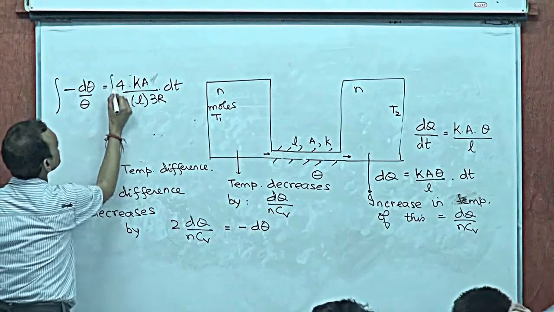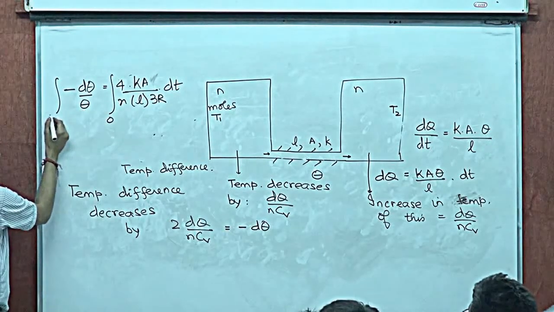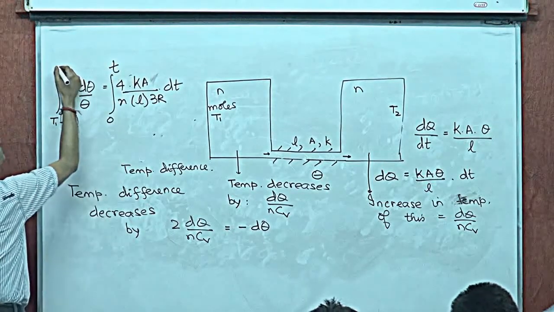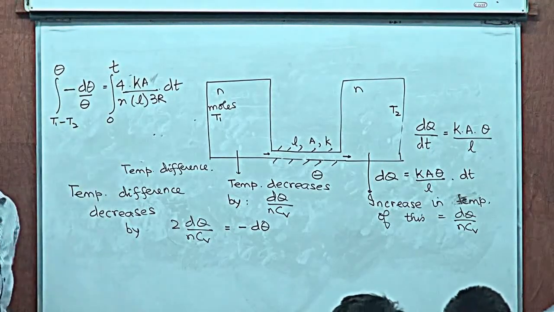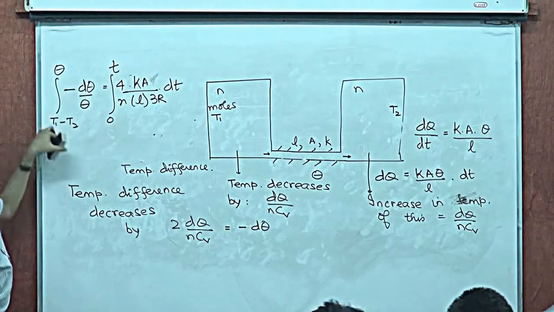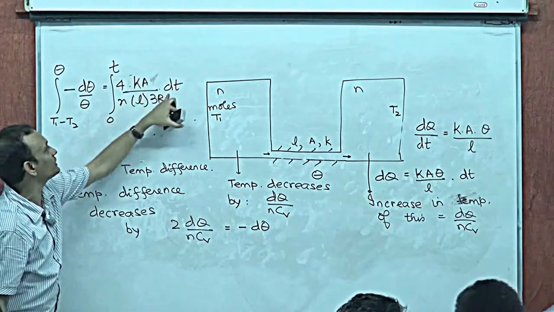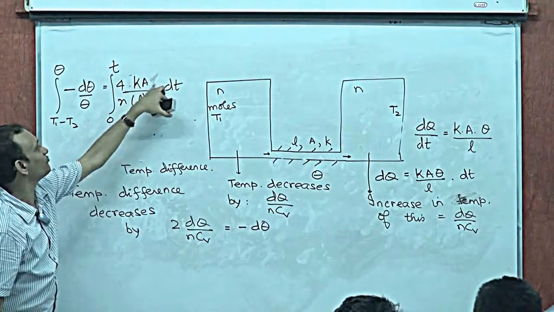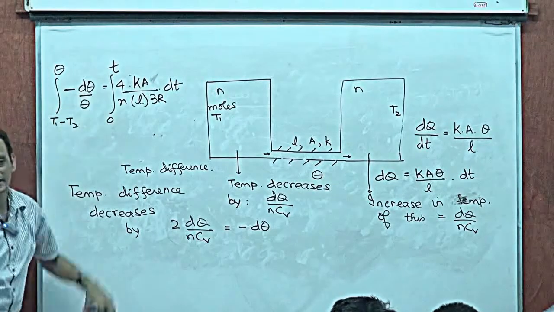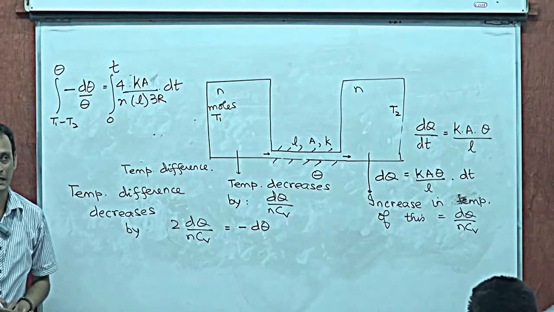Integrate both sides. At time t equal to 0, what was theta? T1 minus T2. At time t equal to t, let's say the temperature difference becomes theta. Log theta by T1 minus T2. All of this will come out of the integral sign. This will simply be t. So this will become 4KA by 3nLR into t. And you would know theta as a function of time, the temperature difference as a function of time. Do you realize that?